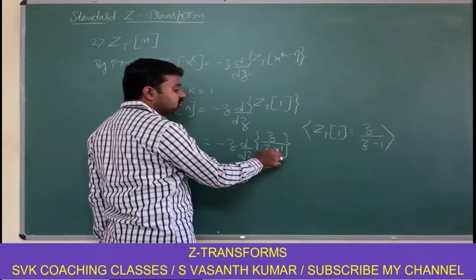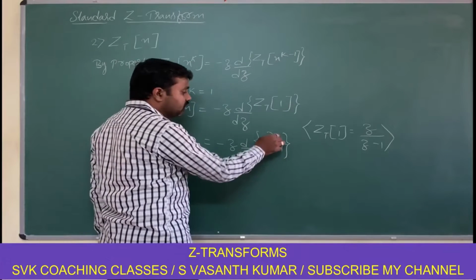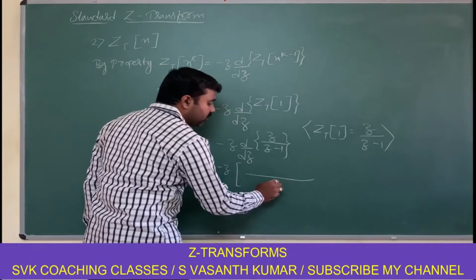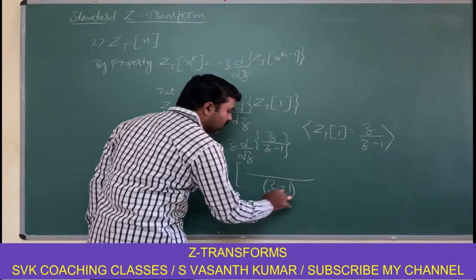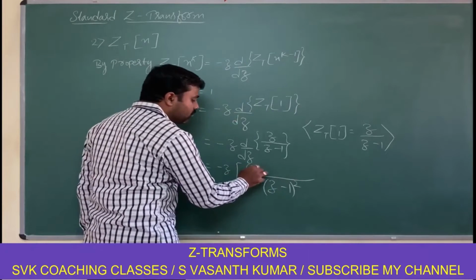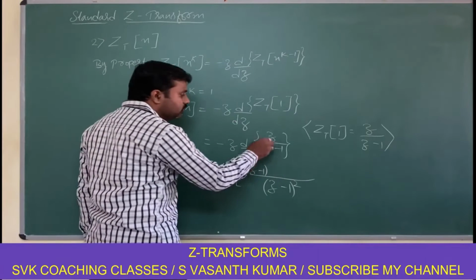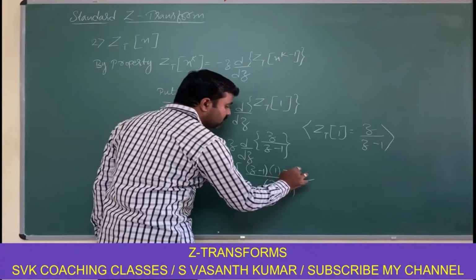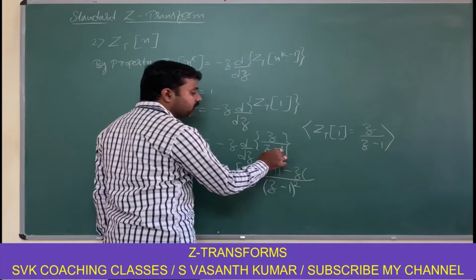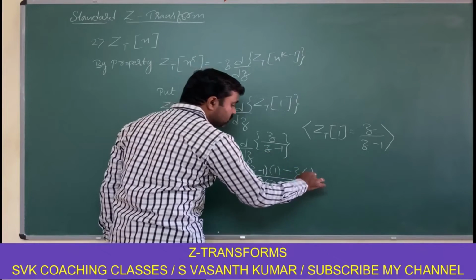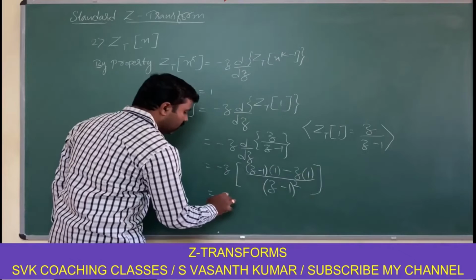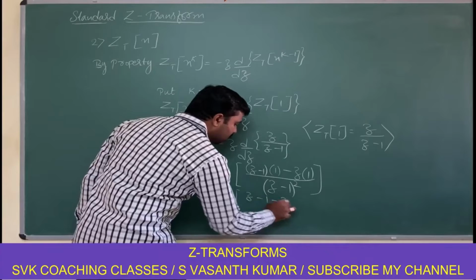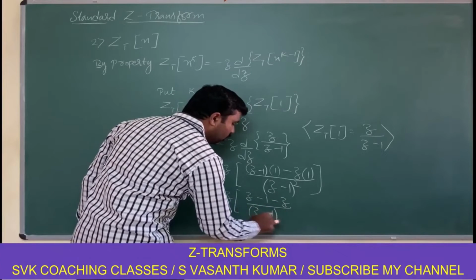Now I should differentiate this with respect to z by using the quotient rule, which is nothing but minus z into denominator square, z minus 1 the whole square, numerator is: denominator z minus 1 into derivative of numerator, derivative of z with respect to z is 1, minus numerator into derivative of denominator, derivative of z minus 1 with respect to z is 1. So you are left with minus z into z minus 1 minus z divided by z minus 1 the whole square.